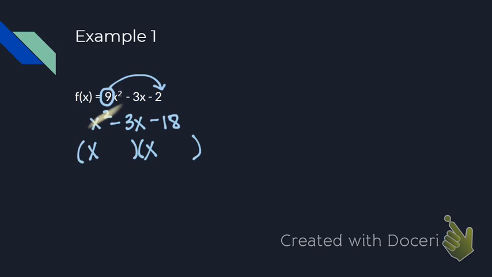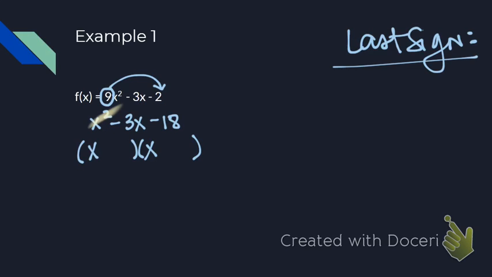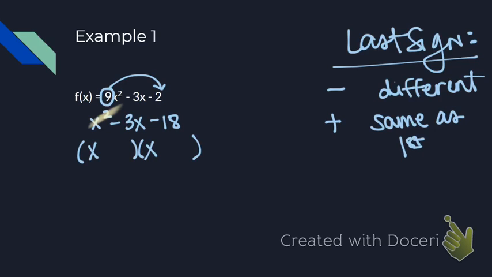Now I'm going to look at my last sign. I don't know if you guys have seen this before or if you use it. It's totally up to y'all. But if my last sign is a minus, that means in my parentheses they're going to be different, x plus and x minus. And if my last sign is a plus sign, it means in my parentheses they're going to be the same as the first sign in my equation. So here my last sign's a minus, so these are going to be different, a plus and a minus.